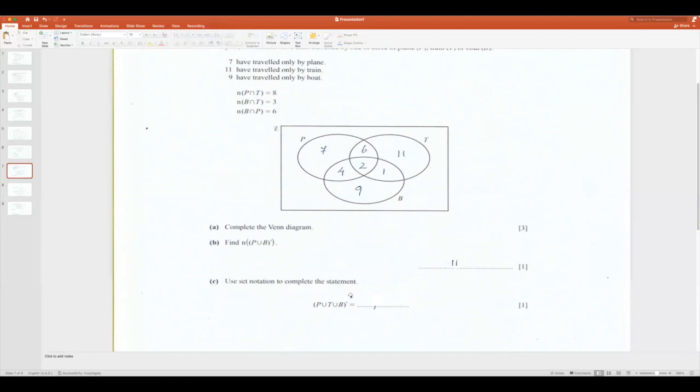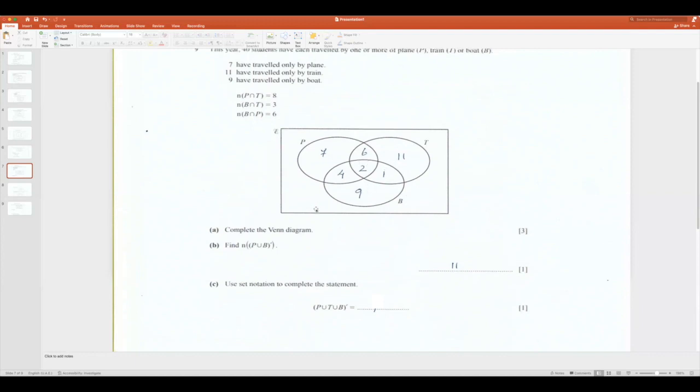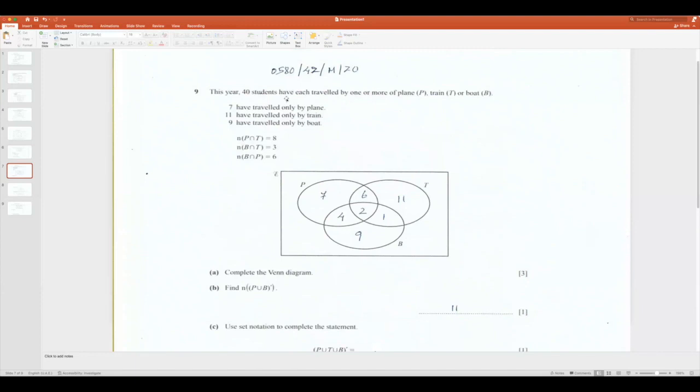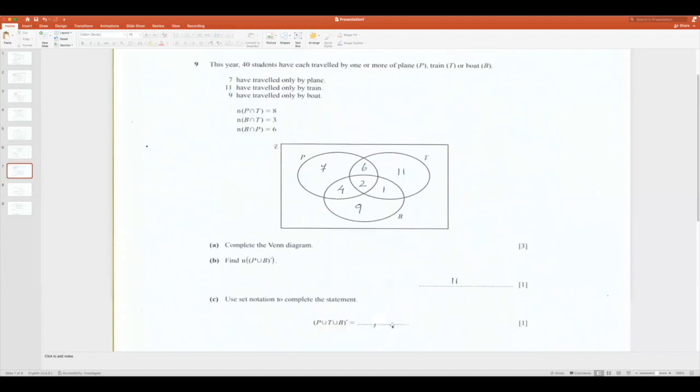Use set notation to complete the statement. P union T union B dash means without plane, train, or boat. But here they said 40 students have each traveled by one or more, so outside, nobody. P union T union B dash is empty. Nobody there. It is an empty set, so we can write it as the null set or brackets. You can put the brackets without anything.